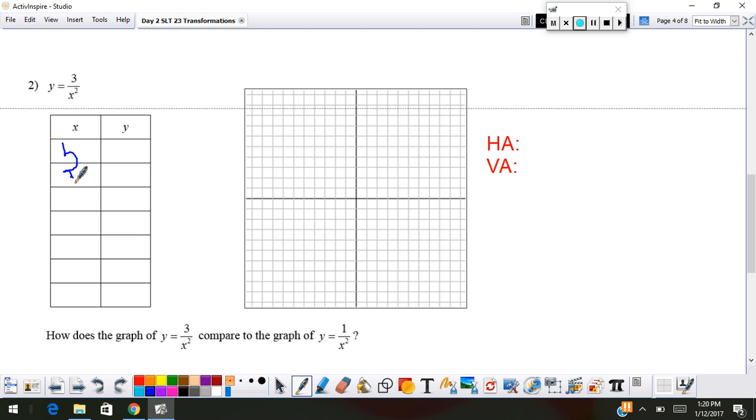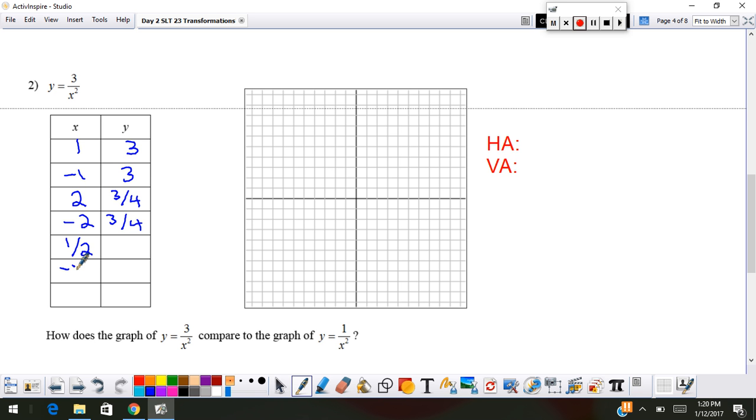Going crazy. 1, -1. And if I do that, I get 3, and I get 3 again because it's squared. That's exciting. And let's do 2 and -2, and we get, oh, that's ugly. That's okay. We get 3/4 and 3/4.